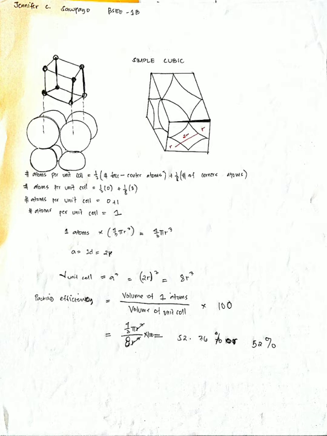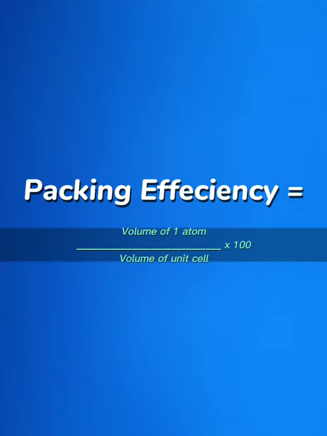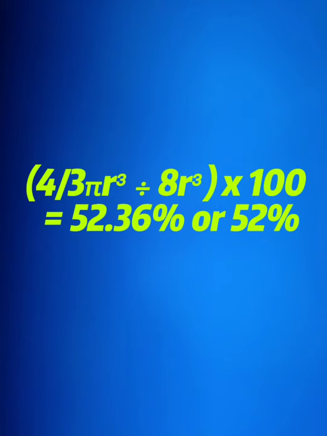After that, combine this with the volume filled by atoms from the equation above. Now, we will find the packing efficiency, which we derive with the formula: packing efficiency is equal to the volume of 1 atom over the volume of the unit cell times 100. So, 4/3 pi r cubed divided by 8r cubed, multiplied by 100, is equal to 52.36% or 52%. Because this confirms the result we gave earlier, it's easy to conclude that we have done the problem correctly.